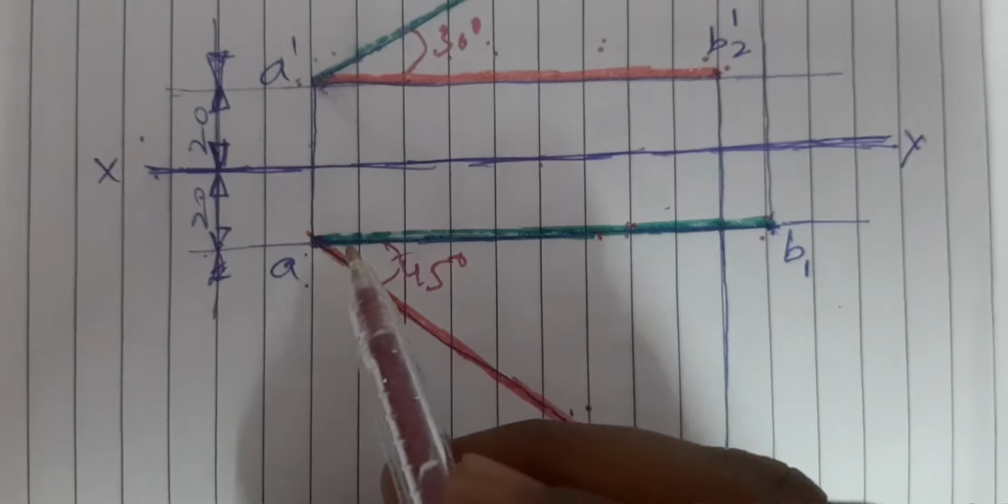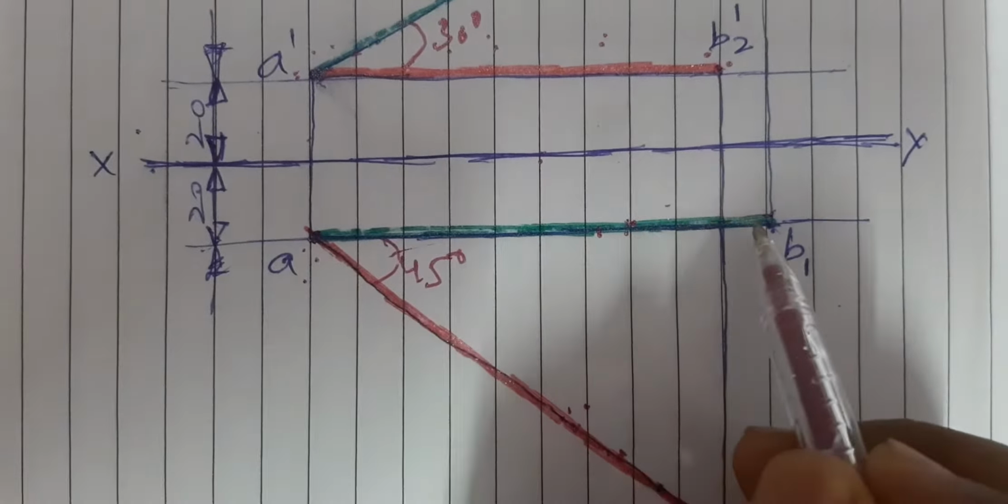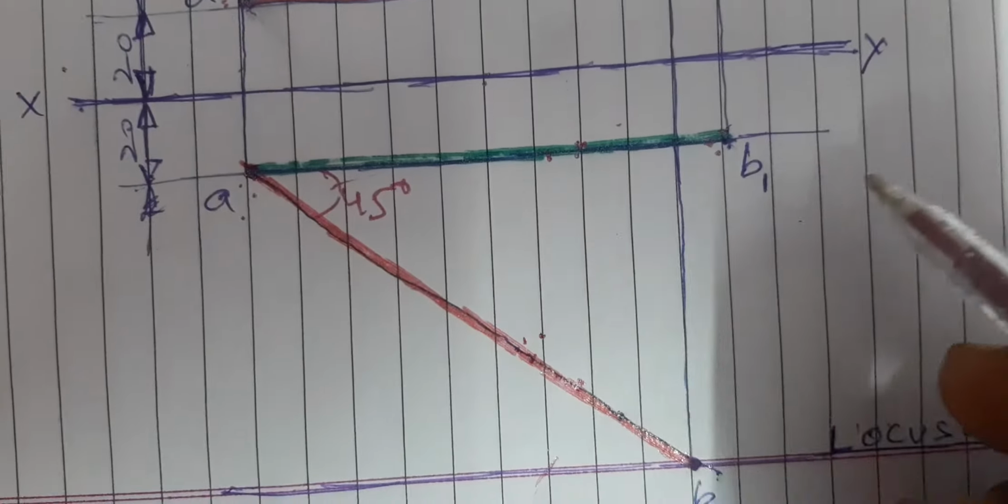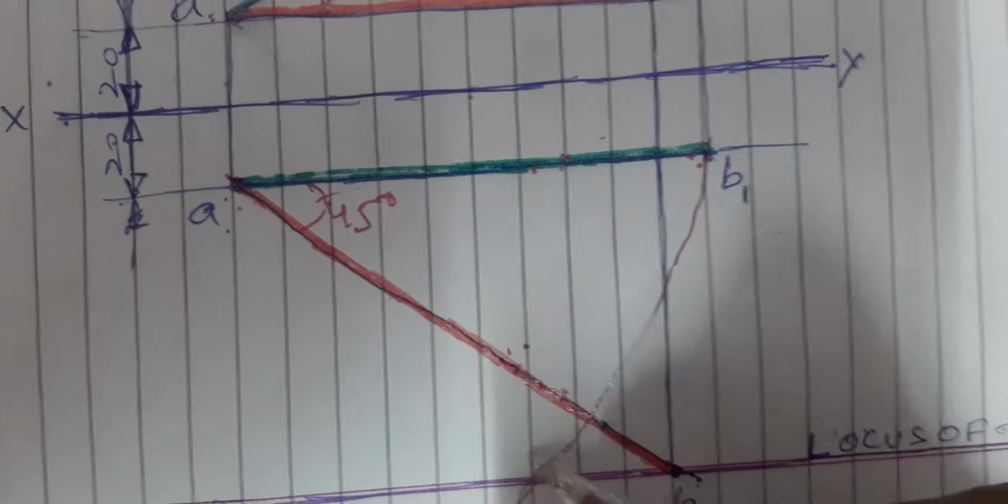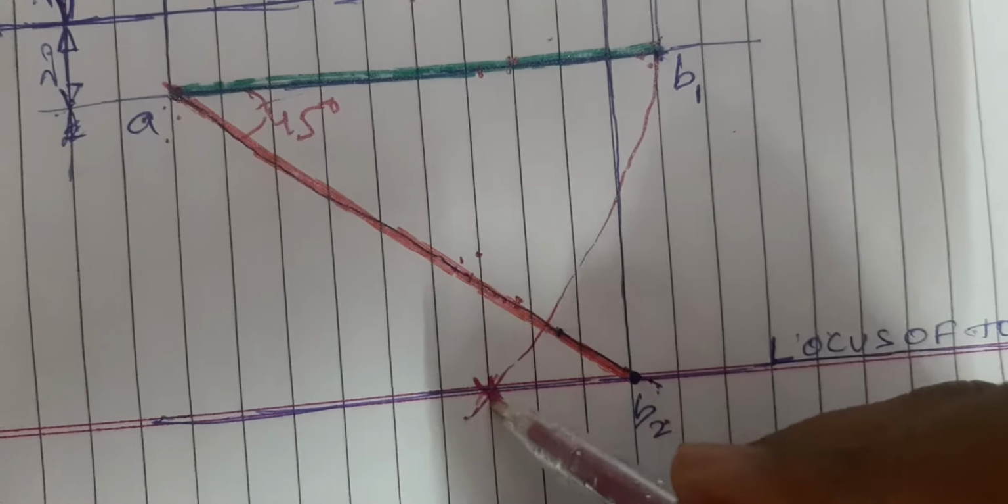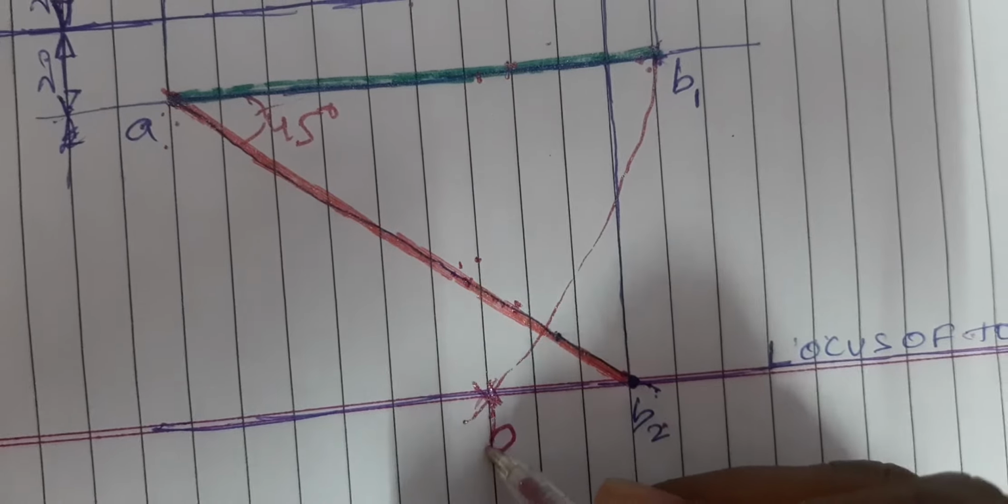Now I have drawn one horizontal line passing through B1 dash and named it the locus of front view. I drew one more horizontal line from B2 and named it the locus of top view. Now with the help of a compass, taking A B1 as radius and A as center, you need to draw the arc to cut the locus of top view at B.